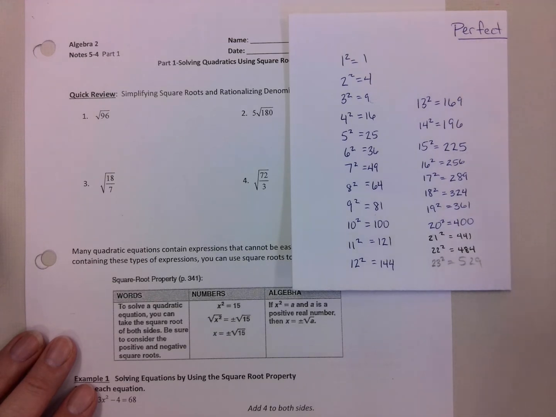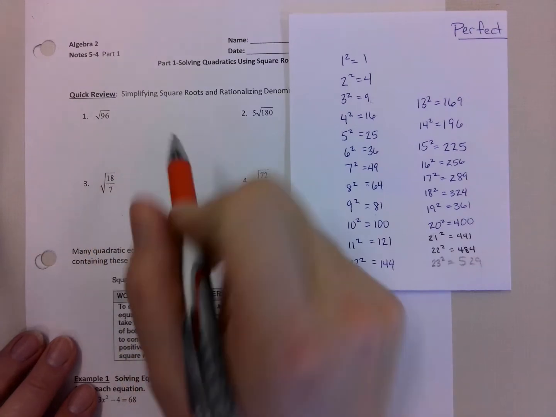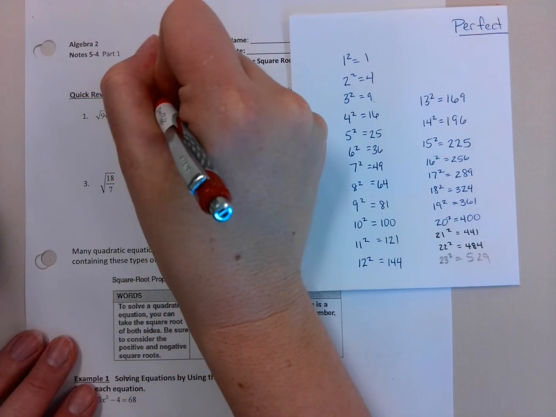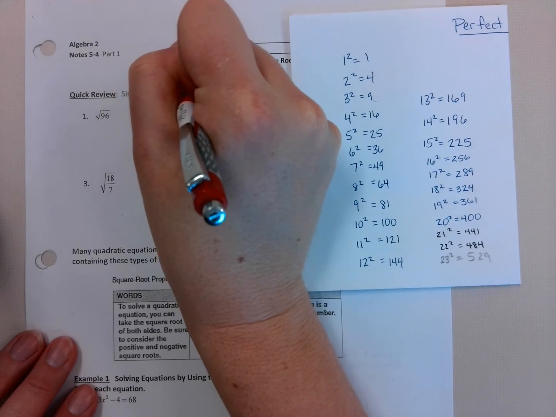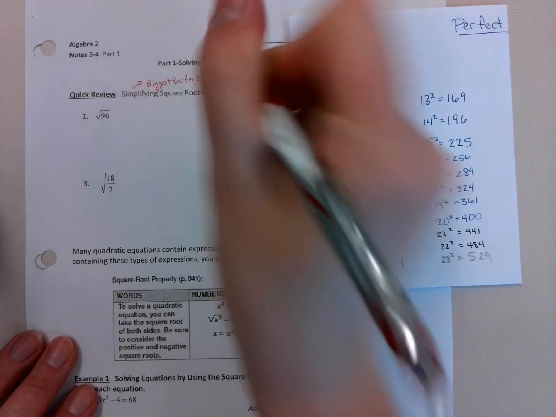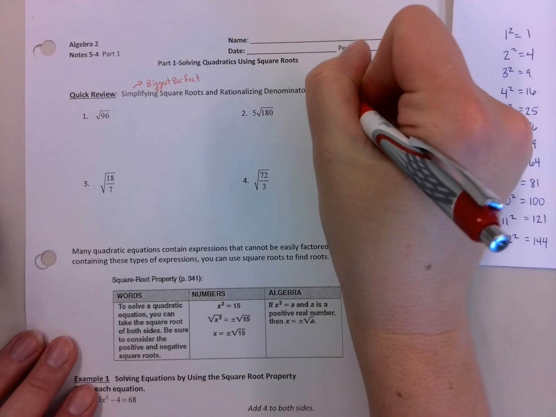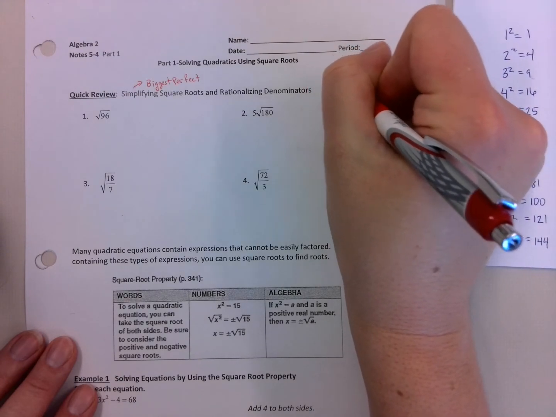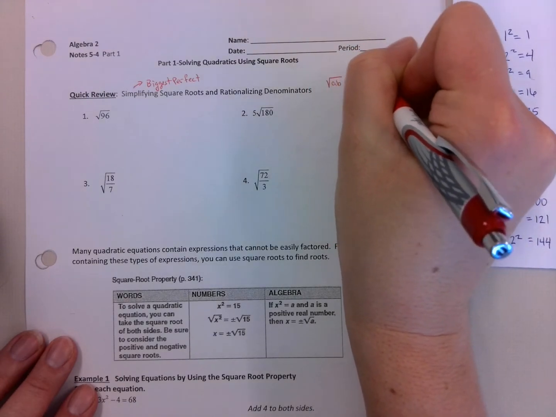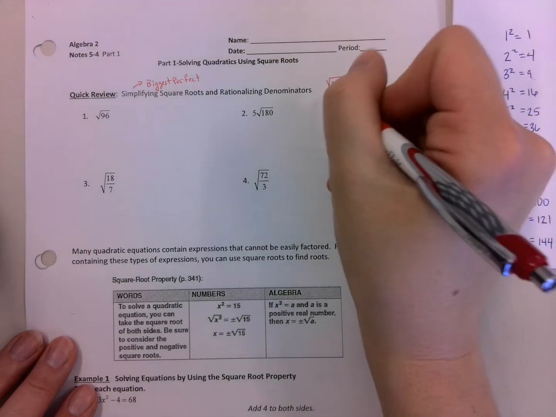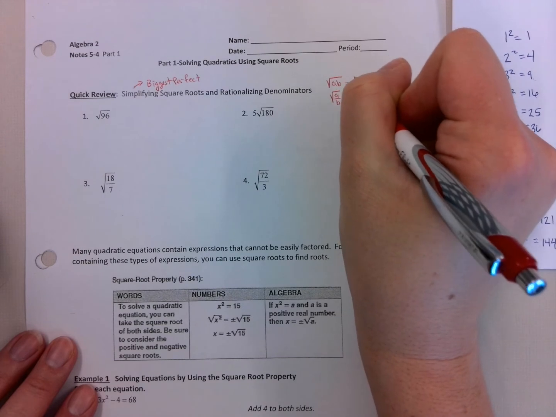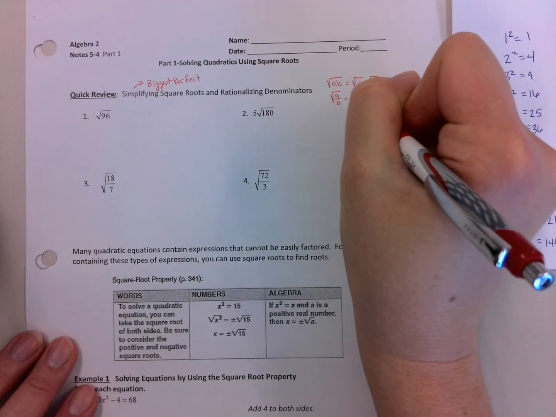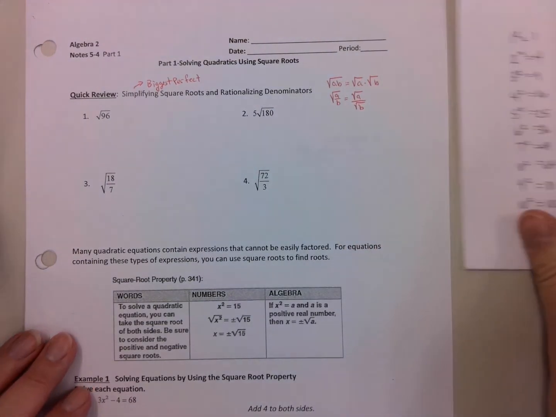So when you simplify a square root, your goal is to find the biggest perfect square that is going to divide into it. And we are going to use that rule: the square root of a times b is equal to the square root of a times the square root of b. We're also going to use the rule that when we have a fraction, we can break that up as the square root of a over the square root of b. So we're using our old rules.